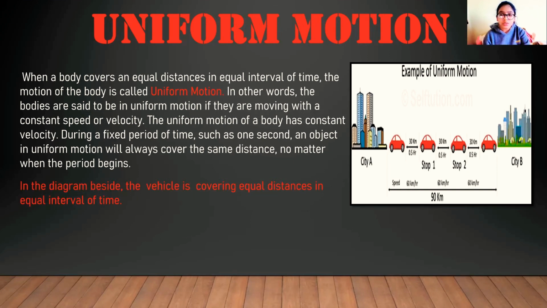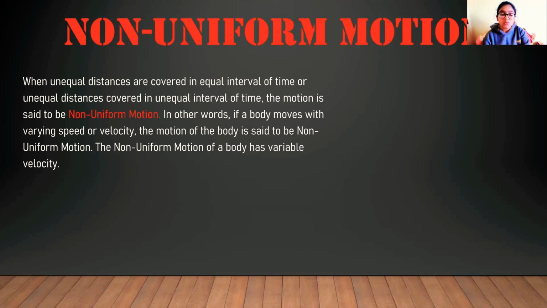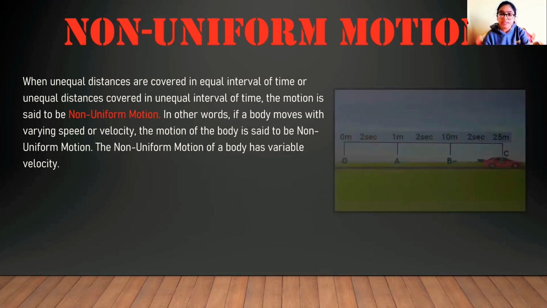Now let's move on to non-uniform motion. What is non-uniform motion? When unequal distances are covered in equal intervals of time, or unequal distances are being covered in unequal intervals of time, then the motion is said to be non-uniform motion. Let's see this picture and you'll be very clear about it.